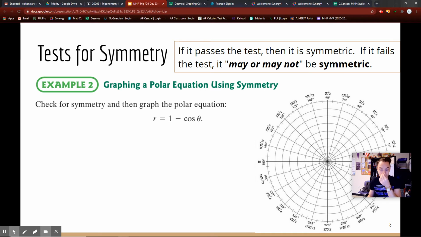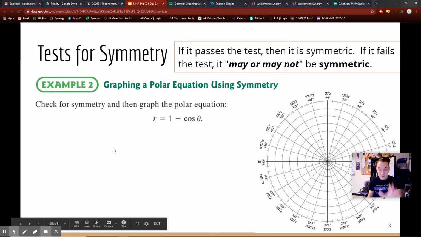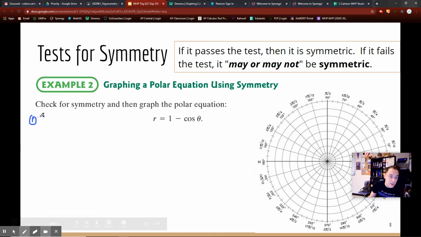Make sense? Okay. So let's continue on this. Let's test it out. So the first test, ready? The first test is going to be with my polar axis.